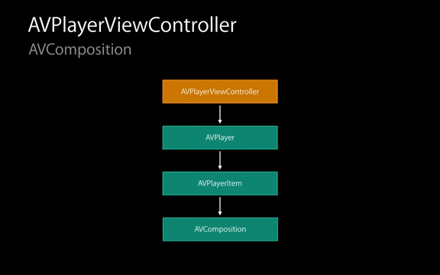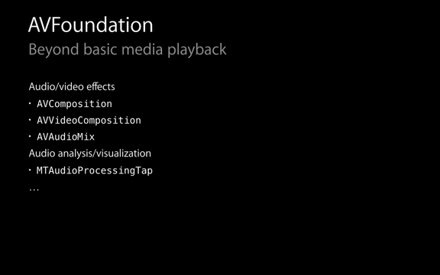AV Composition is also your entry point to even more advanced features. For instance, AV Video Composition allows you to apply affine transforms and simple transitions for video content. But you can even create your own custom compositors to create all kinds of video effects. AV Audio Mix provides you similar functionality for audio tracks. AV Video Composition and AV Audio Mix work in combination with AV Composition. If you want to analyze, modify, or visualize raw audio data during playback, you can use MT Audio Processing Tap.